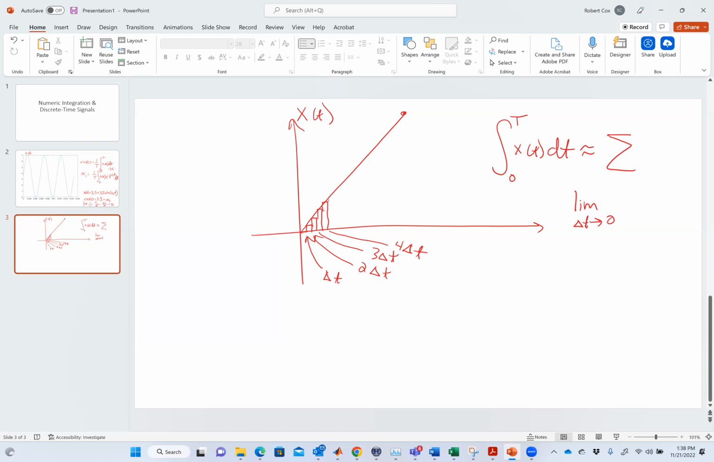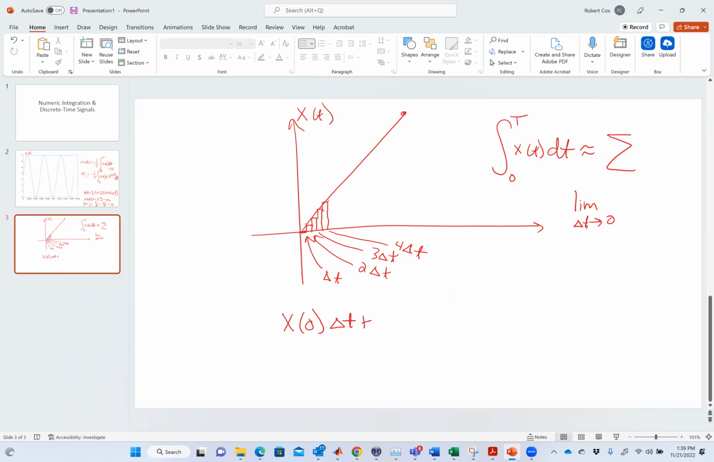Well, let's say I wanted to take the area of this first rectangle here. The first rectangle actually has a height of 0, the way I've drawn it, starting right here. So I would say I have x of 0 times delta t. That's the area of that first rectangle. What would be the area of the next rectangle?